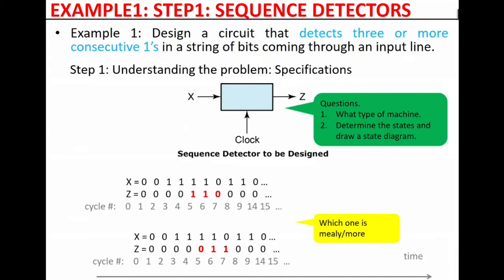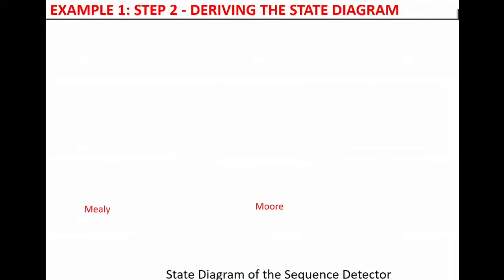So we have understood what we need to do. The most important thing is, do you know what you should do? We know what we need to do. We know what we need to design. So now let's do it. So the next is to derive the state diagram or state table. And that is the most important thing. What is your state? What should you keep in memory? Somebody tell me, what should you keep in memory?